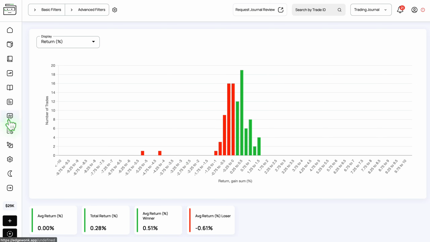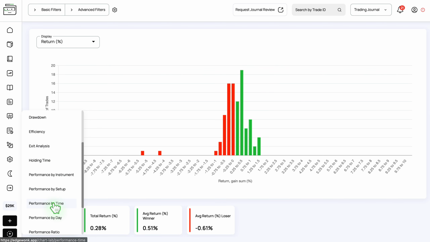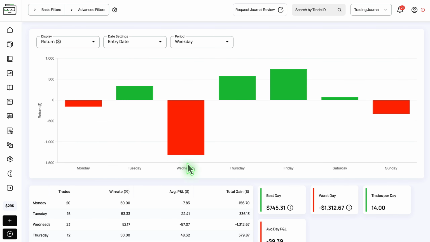Another thing we always recommend, and if you see our trade reviews, we always check, is the performance by time. So here you see a breakdown of your trading days. Sometimes you will see, like in this case, there are days where the trader is underperforming significantly. It does not always have to do with Wednesdays just being bad because Wednesdays behave differently.